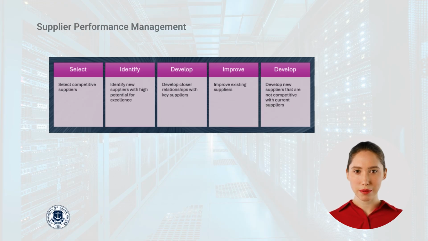Another major responsibility is managing supplier performance. This includes selecting competitive suppliers, developing new suppliers, and improving existing ones. High-performing supply chains proactively cultivate supplier capabilities. They don't just react to poor performance, they build strong partnerships that elevate performance across the network.